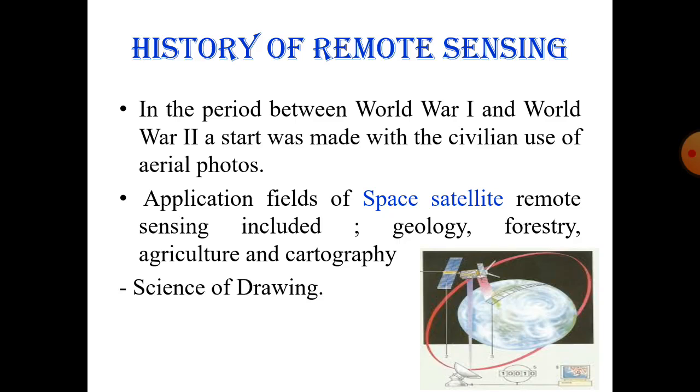It is also widely used to gather information about forests, the line of control, the LOC, then to record agricultural fields, water resources, etc. All the information is in the form of scientific drawings in satellite remote sensing, which we call cartography. Till today, we are following and using this satellite remote sensing technology.